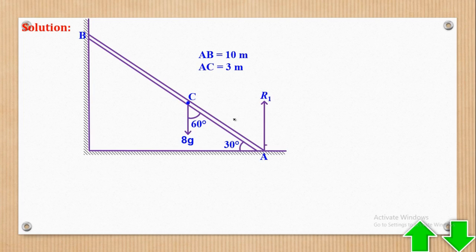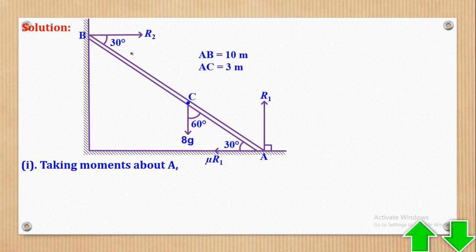The next is to show normal reaction at the foot. That will be R1. Because this ground is rough, there will also be frictional force, as we already saw in the previous example. But for the vertical wall, there will only be normal reaction. And this angle and this angle are alternating, meaning they will be equal. So basically, that is the sketch of the force diagram.